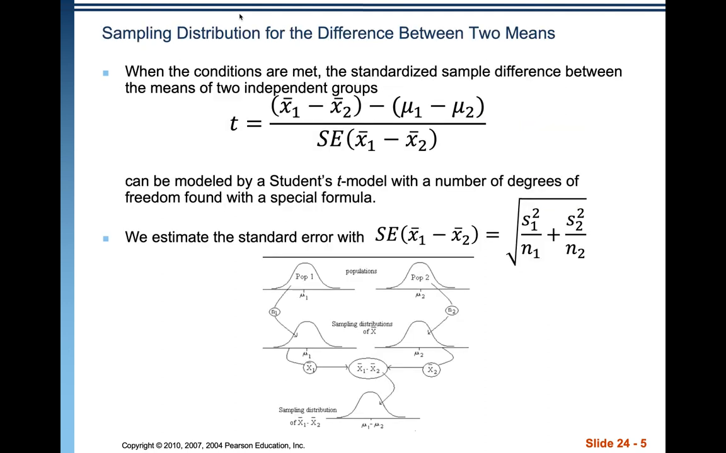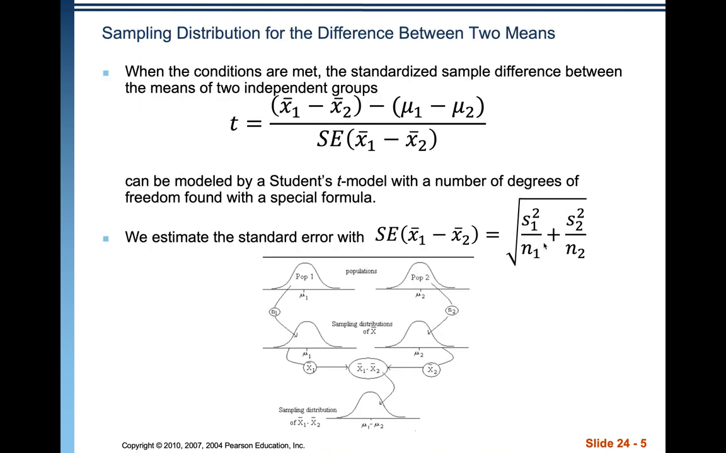Okay, when the conditions are met, the standardized sample difference between the two means of the independent groups is t equals our estimate minus the parameter divided by the standard error of the estimate. It can be modeled by Student's t model with a number of degrees of freedom found from a special formula we'll talk about in just a minute. And again, I have a reminder here of what our standard error formula is.